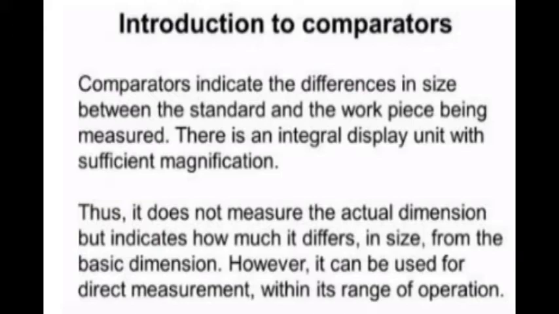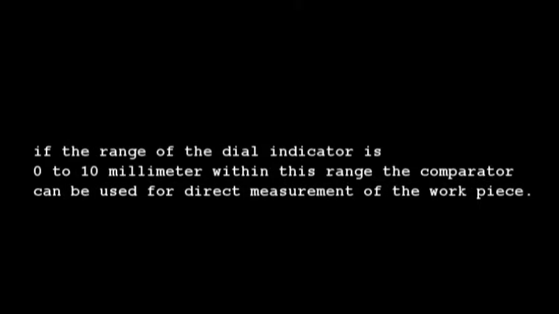For example, the dial indicator is one of the comparators, a mechanical comparator. If the range of the dial indicator is 0 to 10 mm, then within this range, the comparator can be used for direct measurement of the workpiece.